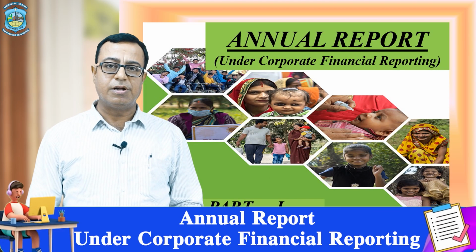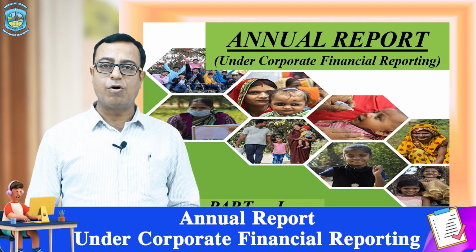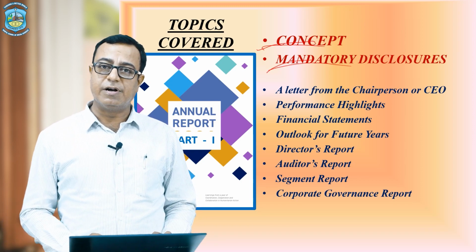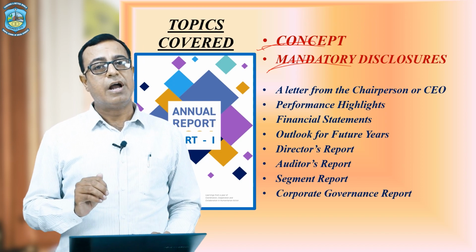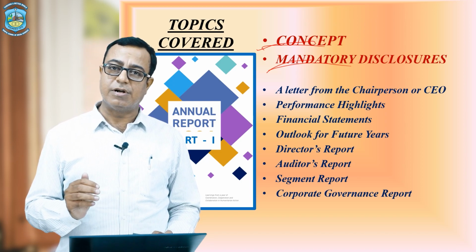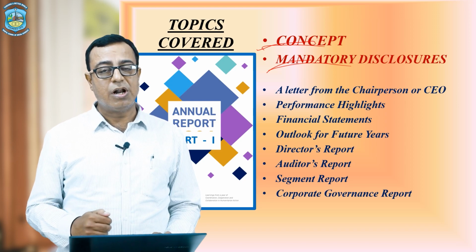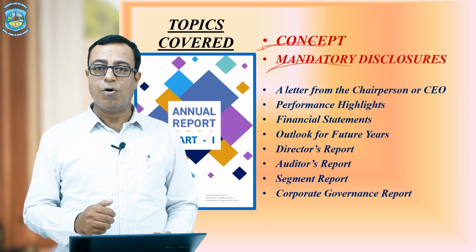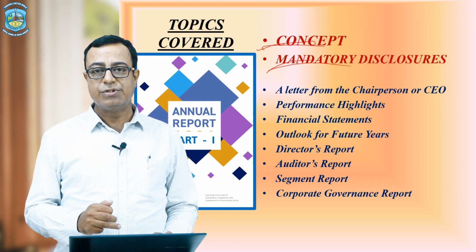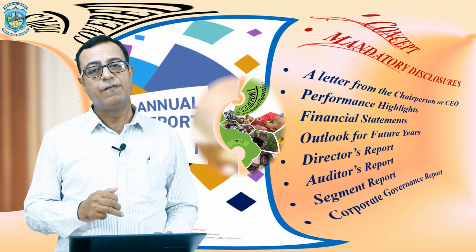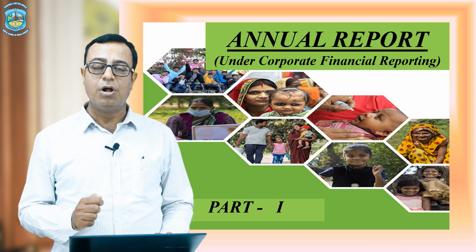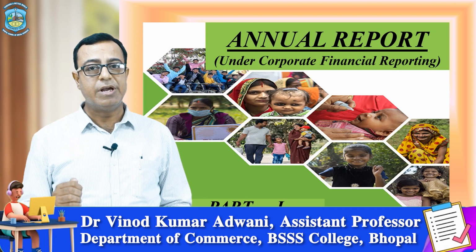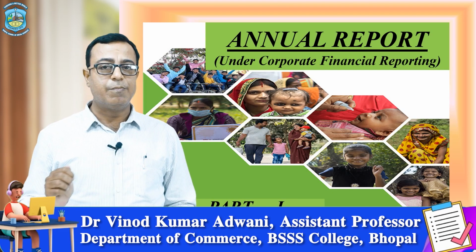Dear student, in this section, we covered two major topics of the annual report. First, we learned about the concept, and second, we covered the mandatory disclosures of the annual report. In part 2 of this session, we will cover the additional or voluntary information under the annual report. I hope now you have the knowledge of the mandatory disclosures of an annual report and the concept of the annual report. This will be useful for your study of corporate financial reporting because the annual report is a major part of corporate financial reporting. Thank you.